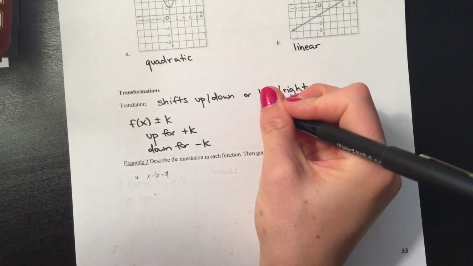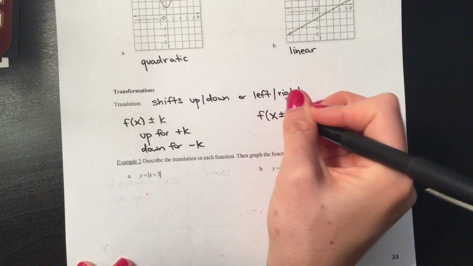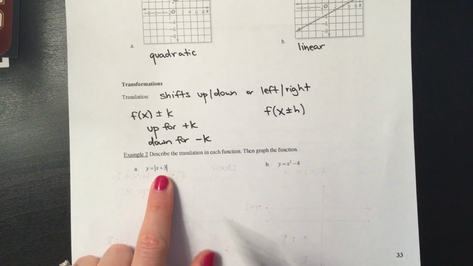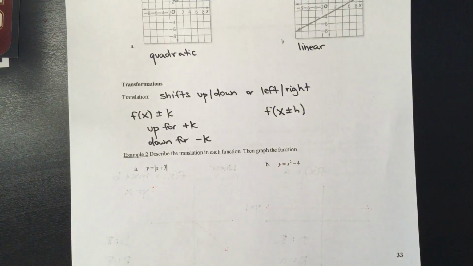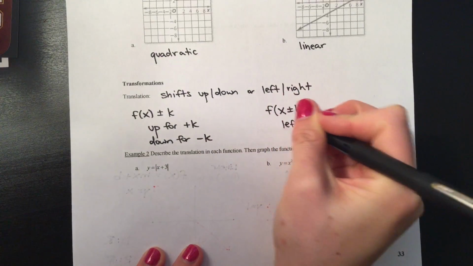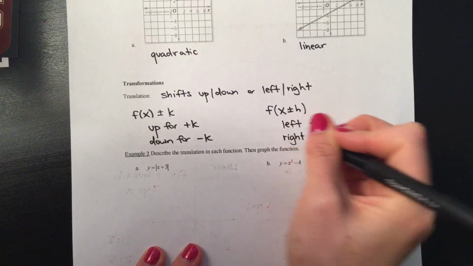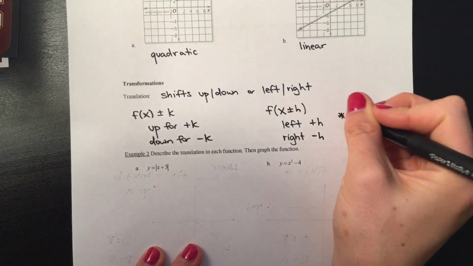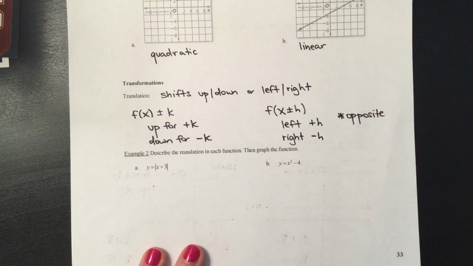Okay, so now let's see, say you had a function and then inside the function with the x, you added or subtracted a value. And that's like this one. See the difference is this one's inside the parent function, whereas this one's outside the parent function. So if that's the case, you actually do the opposite of what it looks like it's going to do. And that's super important. So you actually go left if it's a plus h, and you go right if it's a minus h. So very important to note that if it's inside and you're going left and right, it does the opposite of what it looks like it's going to do.